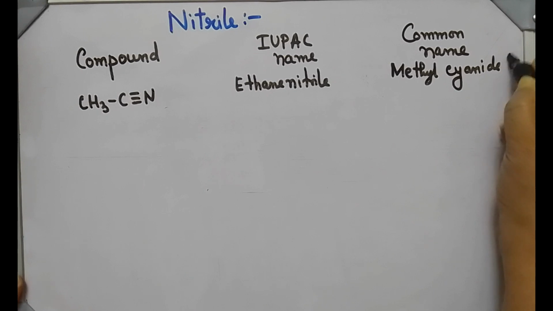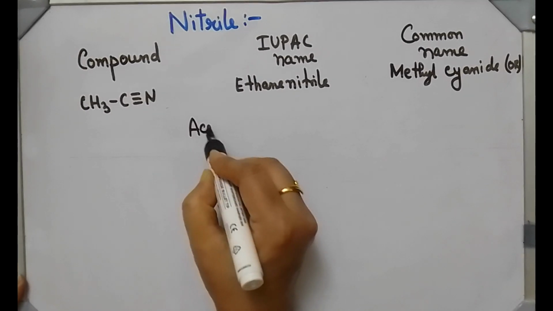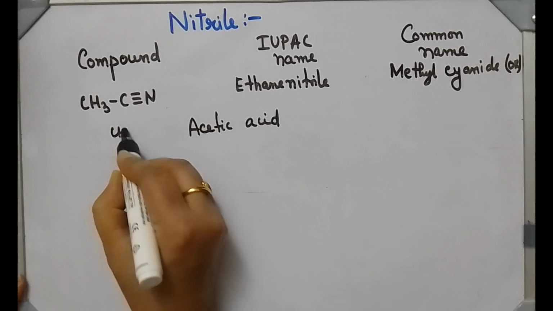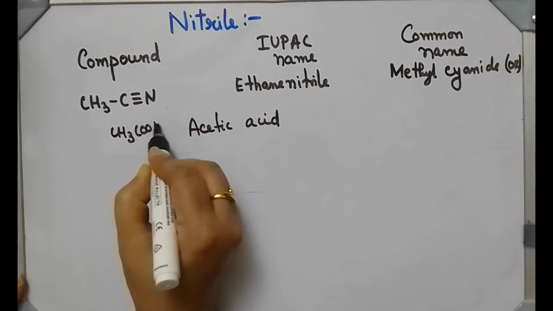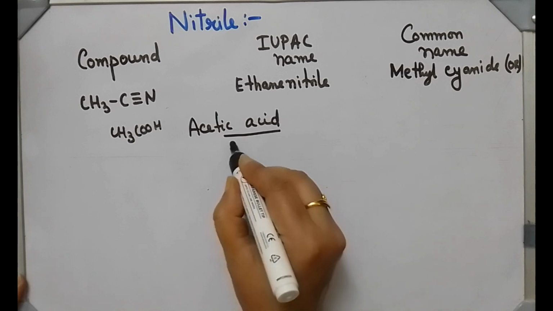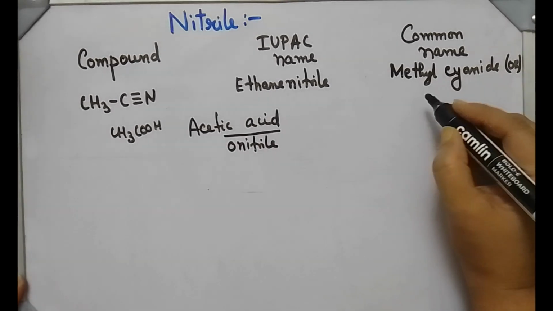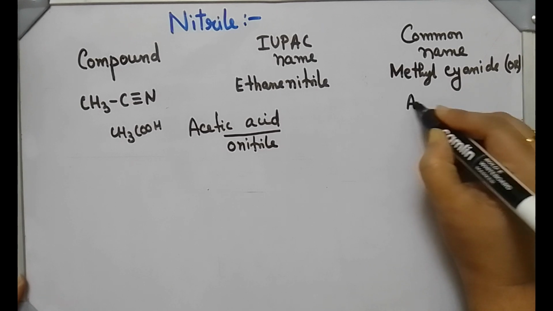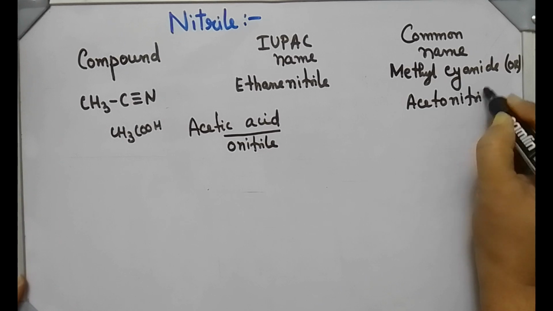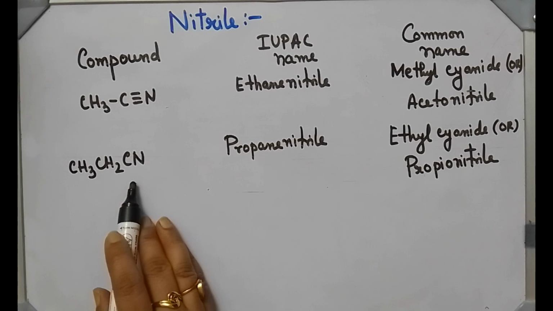Or what you can write, if it is the carboxylic acid CH3COOH, it is acetic acid. So in place of ic acid, you have to write o-nitrile. So another name is acetonitrile. Next compound is CH3CH2CN.